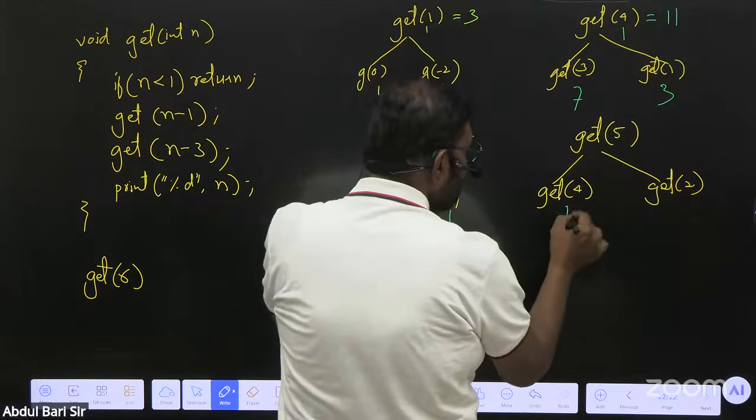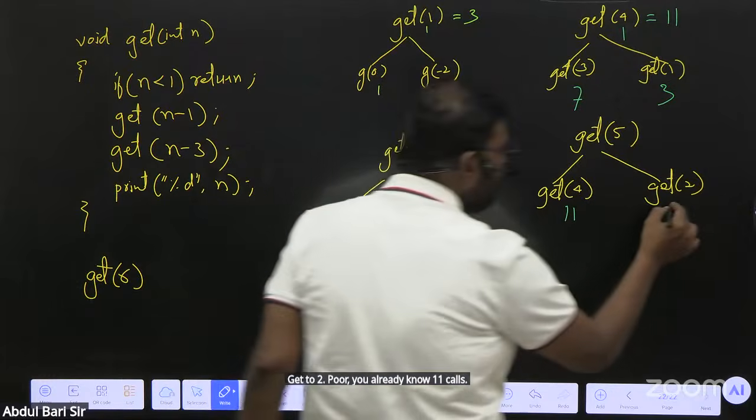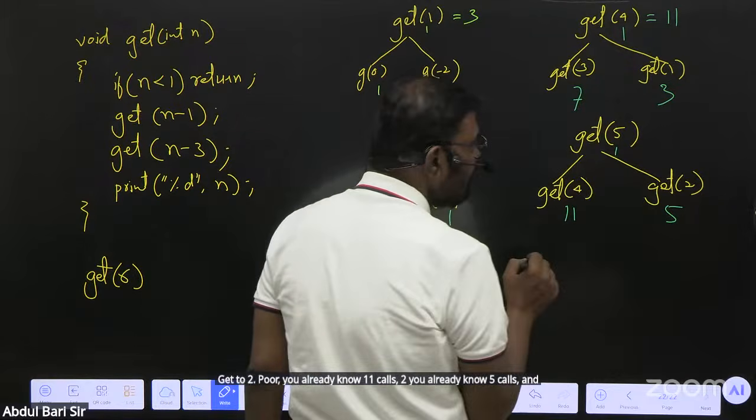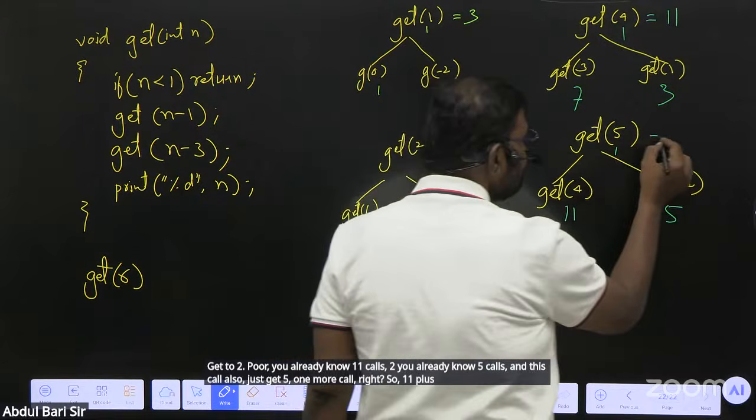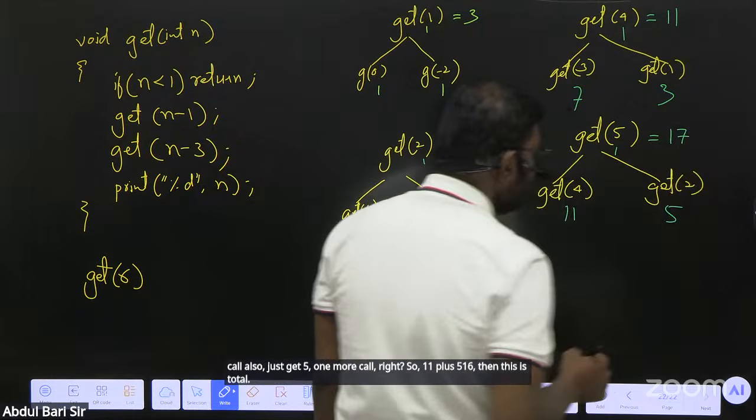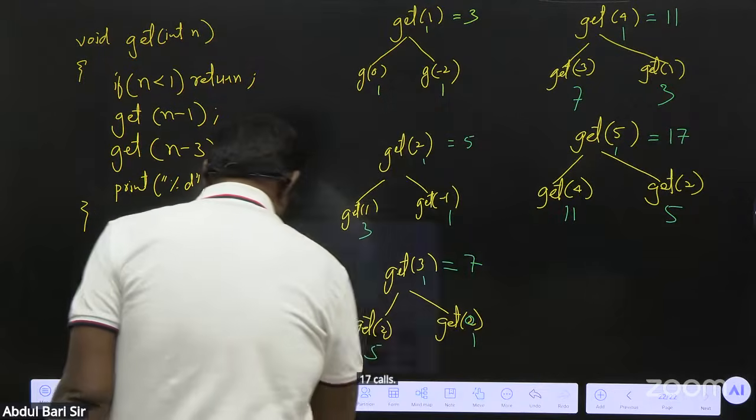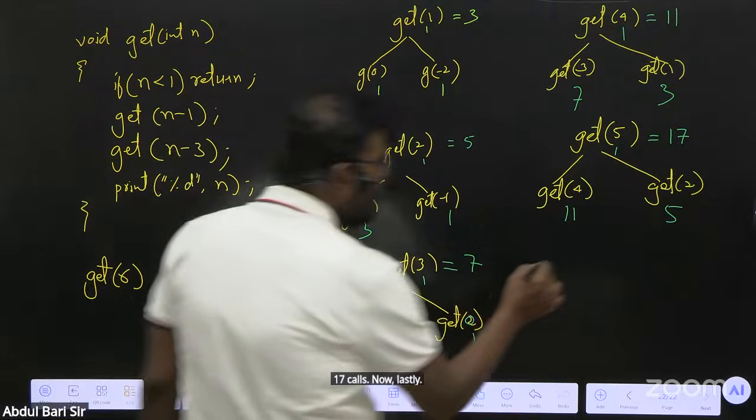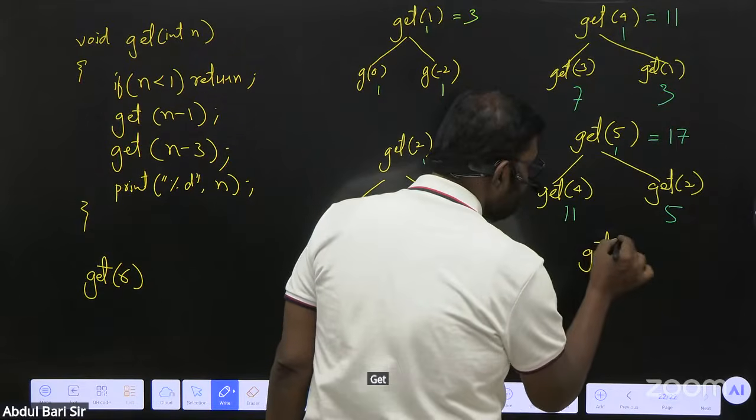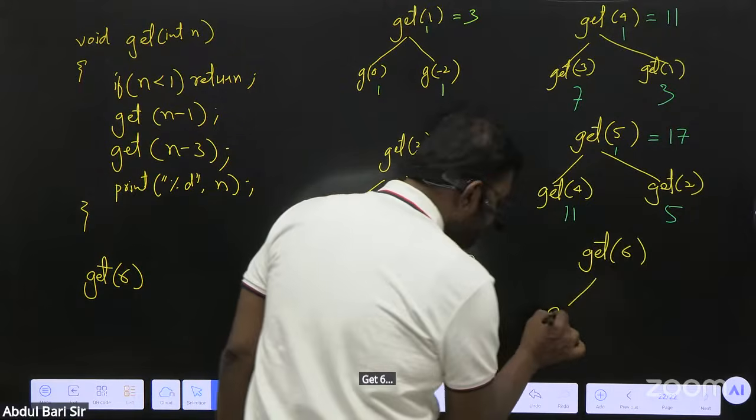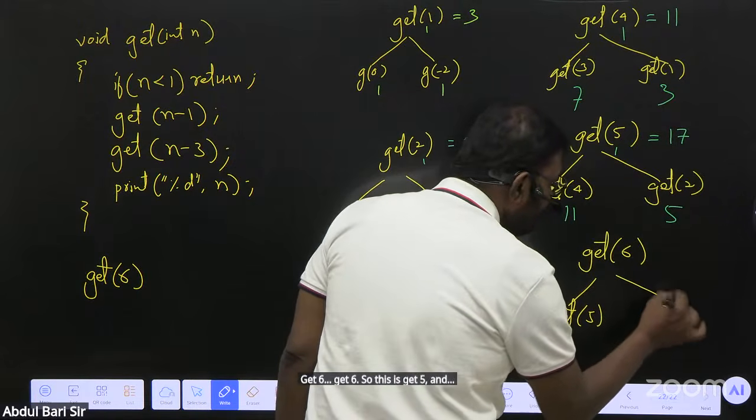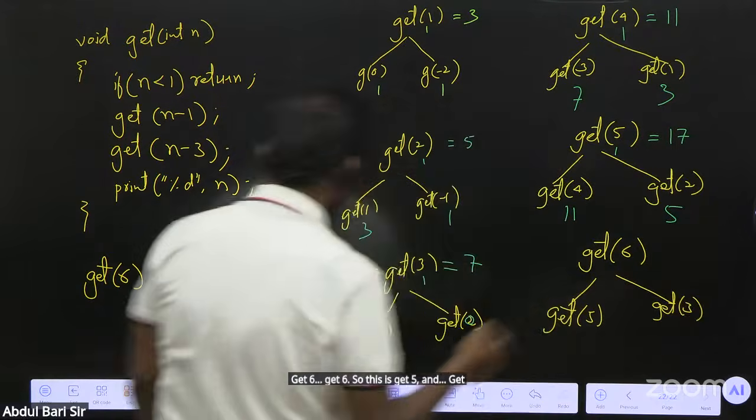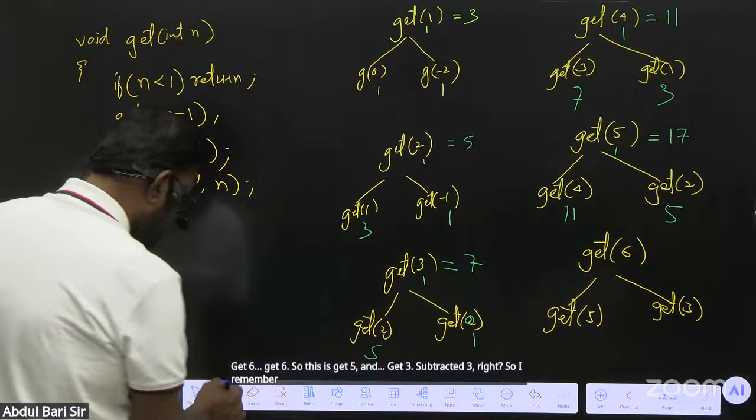You already know 11 calls, and you already know 5 calls, and this call also gets 5, one more call, right? So 11 plus 5, 16, then this is total 17 calls. Now lastly, get 6. So this is get 5 and get 3. Subtracted 3, right? So I remember the code now.